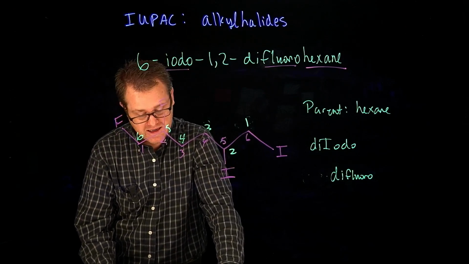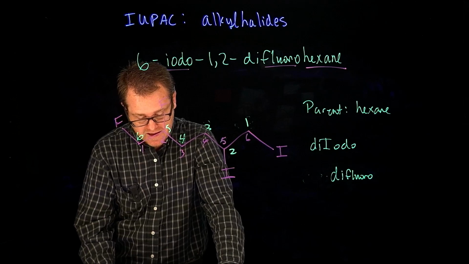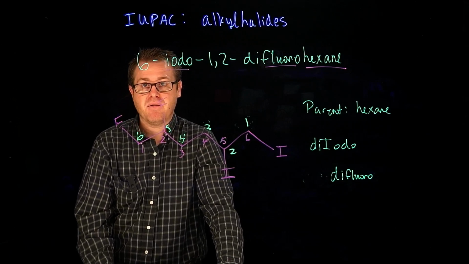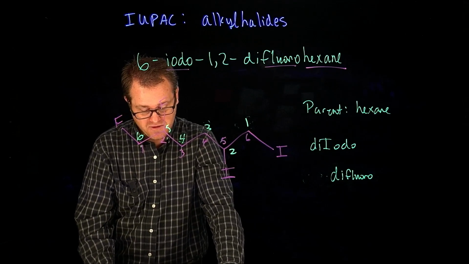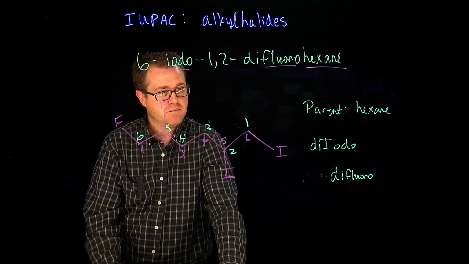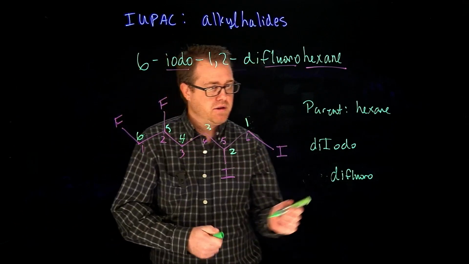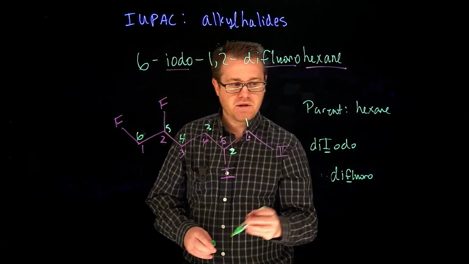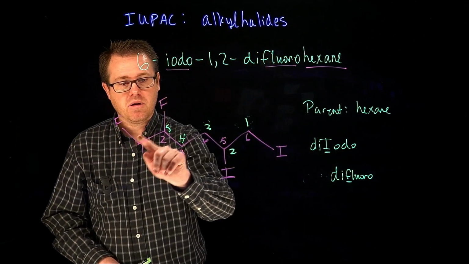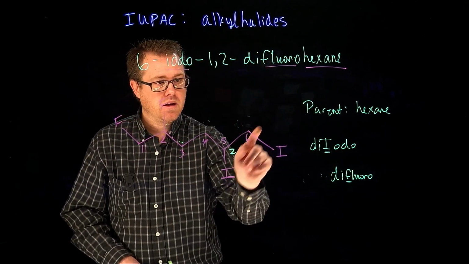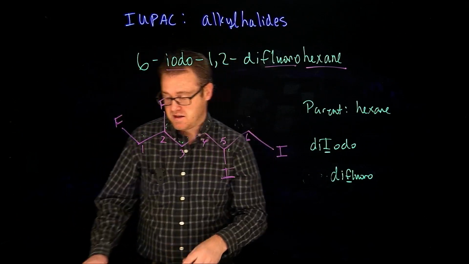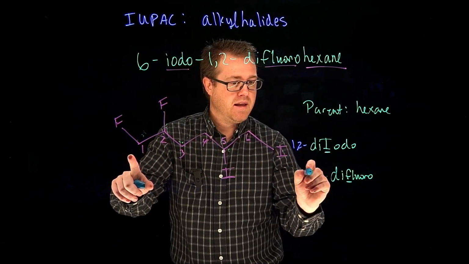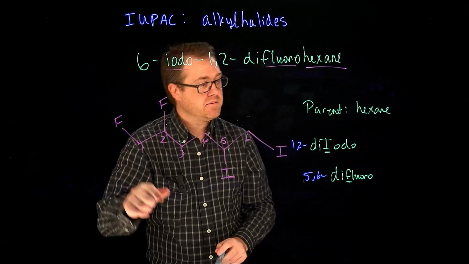If a tie cannot be broken in this way, repeat these steps so that the lowest locator number is assigned to the substituent whose name is alphabetically first. So all we have to do is compare I versus F. And we know F comes first in the alphabet. So that means we're going to number in the pink numbers. We had to break the tie somehow, and it was alphabetical. And so we have a 1, 2, and then a 5, 6.